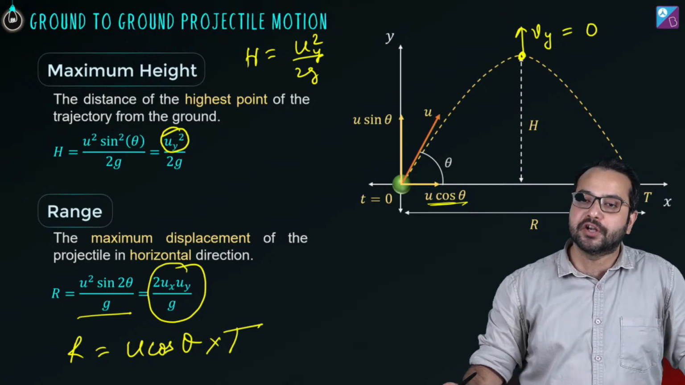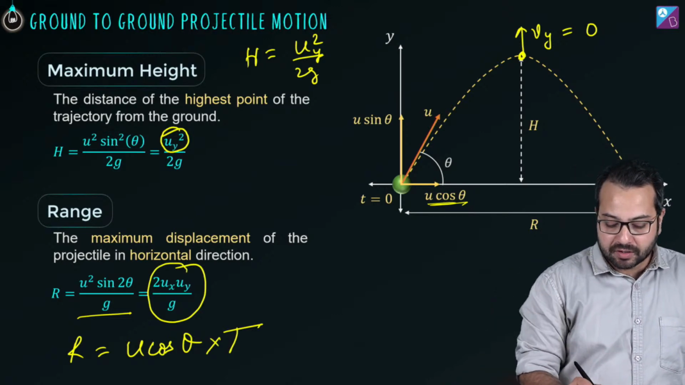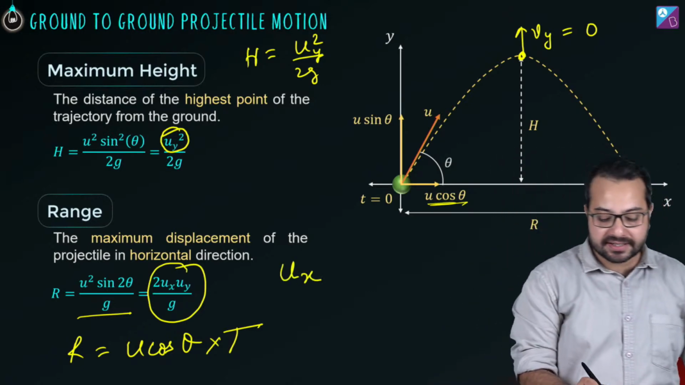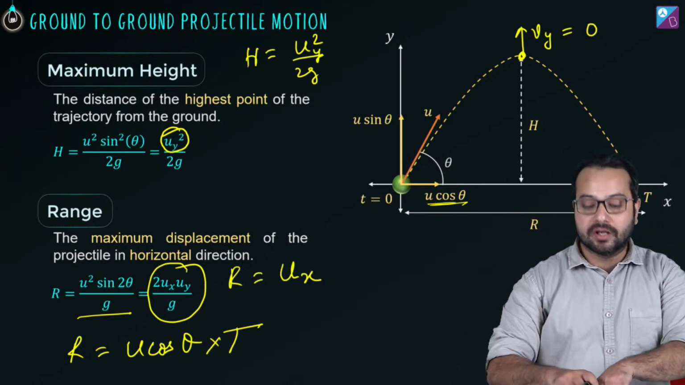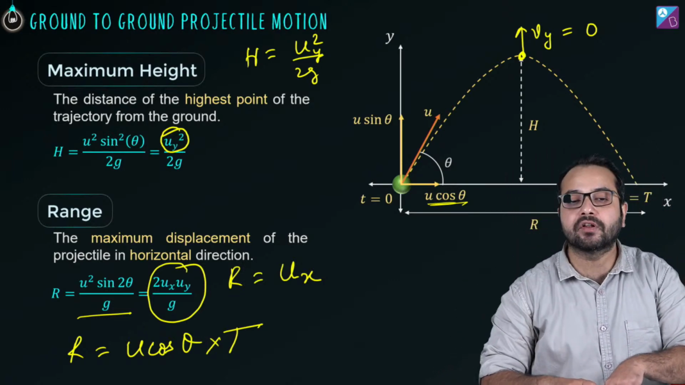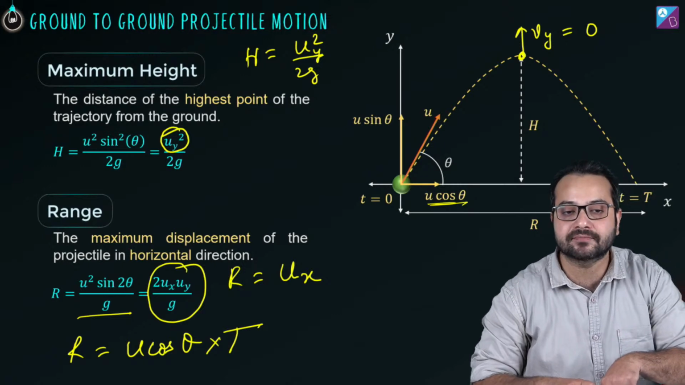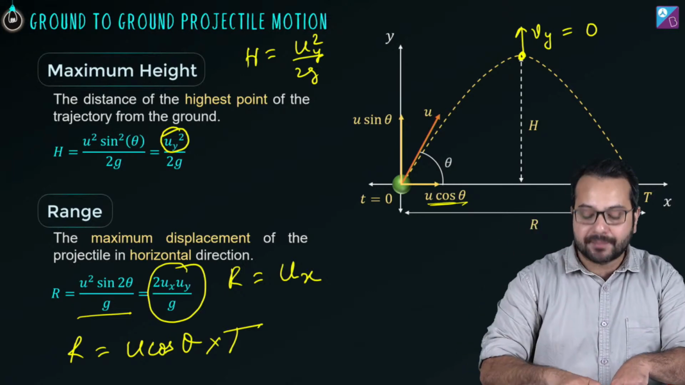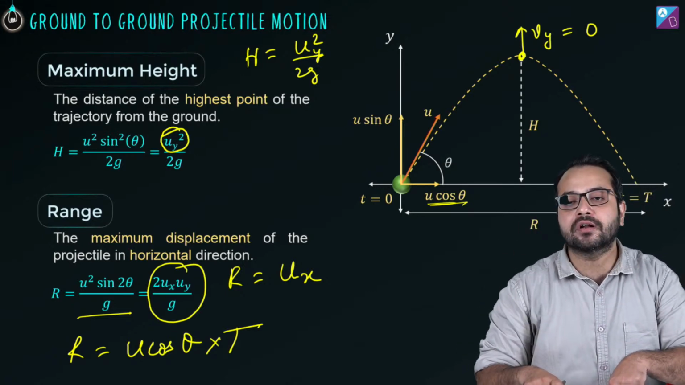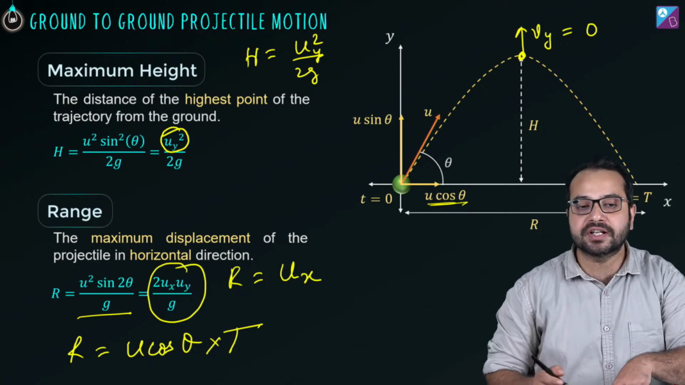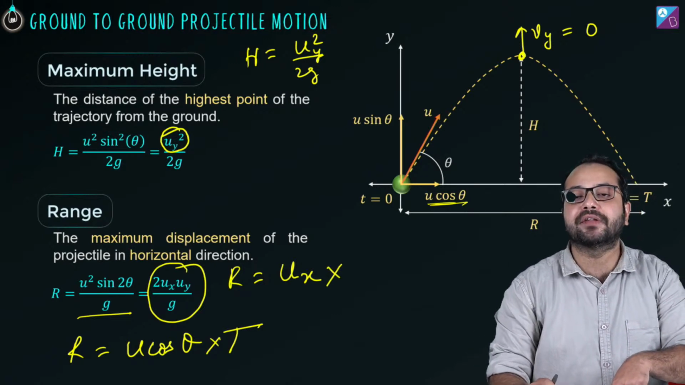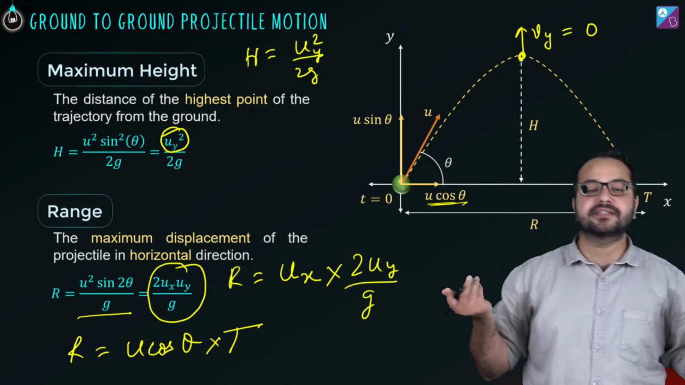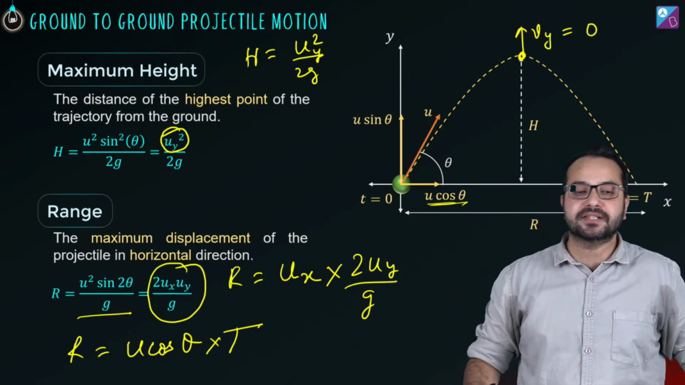Okay. Do you get this? How did I get this range? Range is equal to what? The velocity in the horizontal direction, ux. I'm not talking about the formula. I'm just saying, what is the horizontal displacement? The velocity in the horizontal direction multiplied by the time of flight. What is the time of flight? Time of flight is 2uy divided by g. That's it. Do you understand?